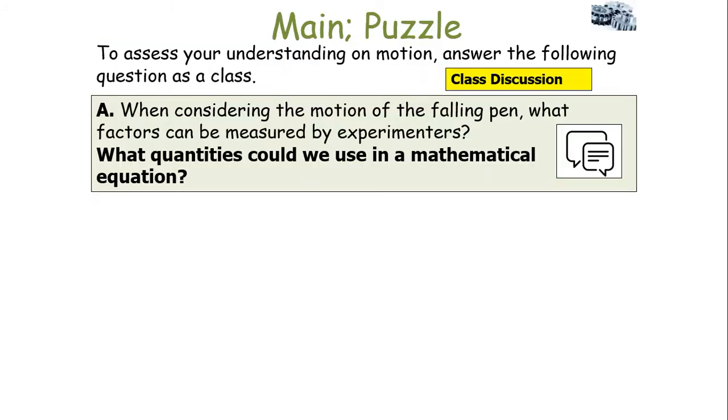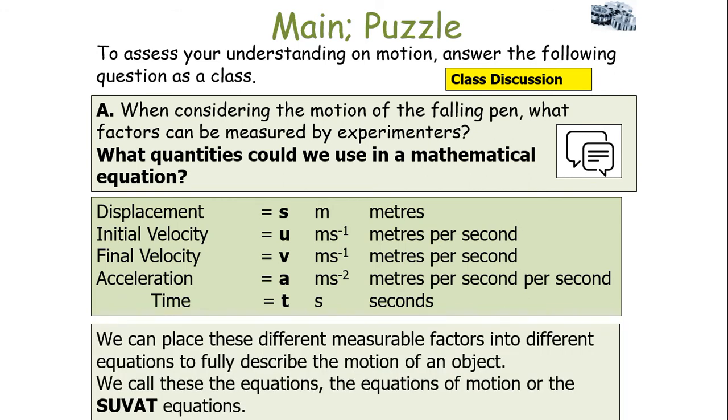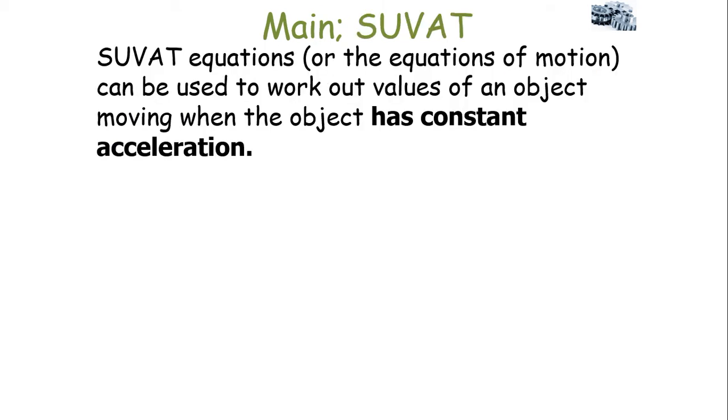That's terminal velocity. But what could you measure for a falling object? You've got five quantities: displacement S, initial velocity U, final velocity V, acceleration A, and time t. Now we can place these different measurable values into different equations to fully describe the motion of any object. We call these equations the equations of motion, or the SUVAT equations.